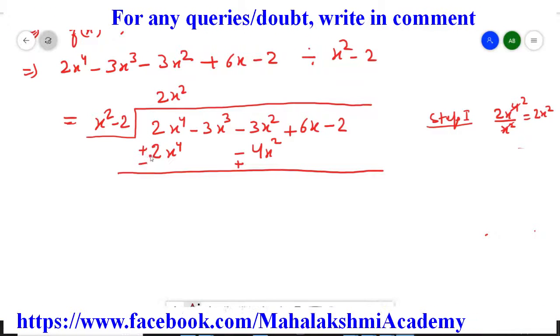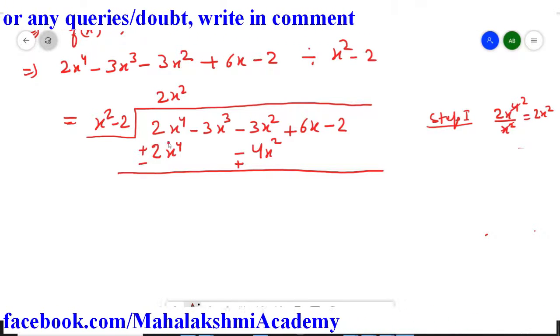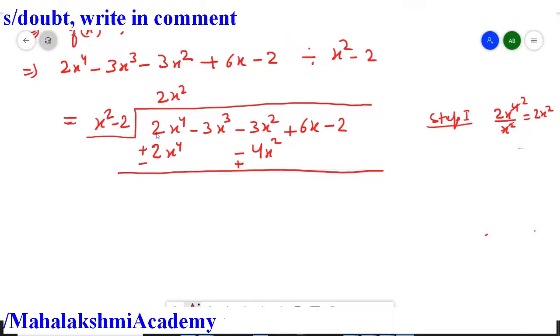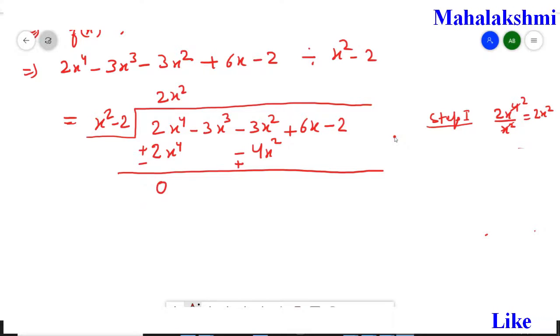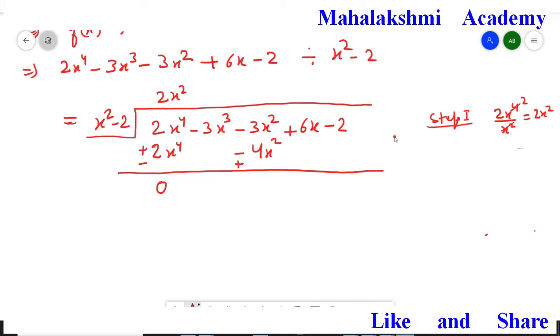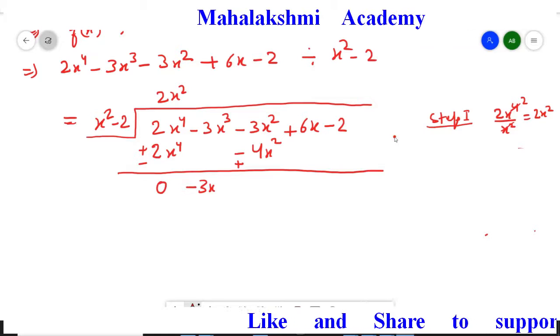So plus minus we have to do minus. So when we minus them we'll get, because they are the same terms, when we subtract we'll get 0 as the answer. So we'll write here 0. Now this minus 3x to the power cube we'll write here as it is.